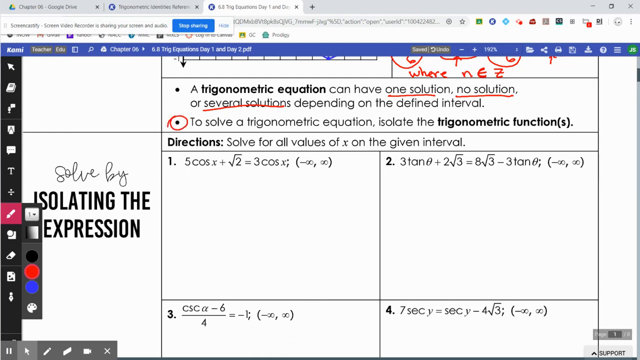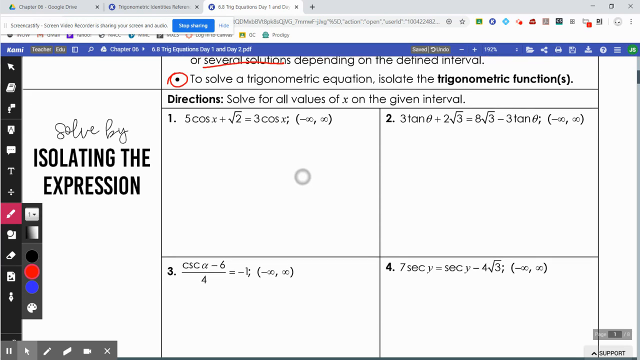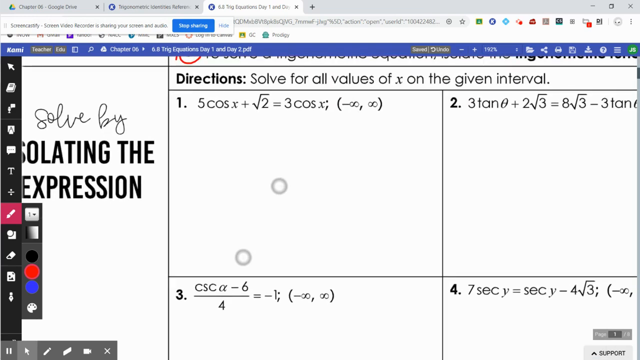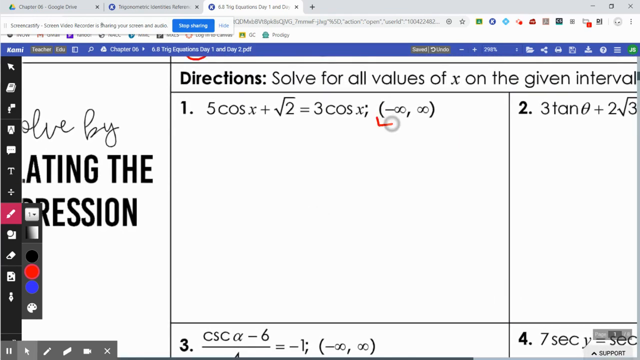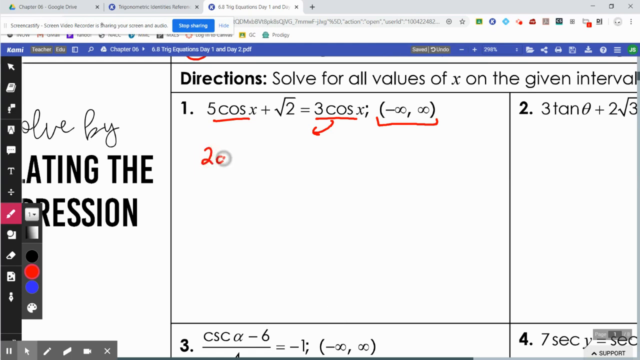To solve a trig equation, we isolate the trigonometric functions. The cosine, the tangent, we get them by themselves. Okay, so number 1, solve by isolating. Solve for all variables on this given interval. So from negative infinity to positive infinity, we want all the answers. First off, let's get the cosines together. So I'm going to move it over by subtracting. You have 5 cosines minus 3 cosines leaves you with 2 cosine x plus root 2 is equal to 0.